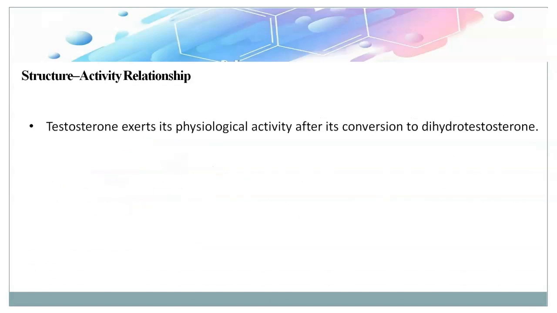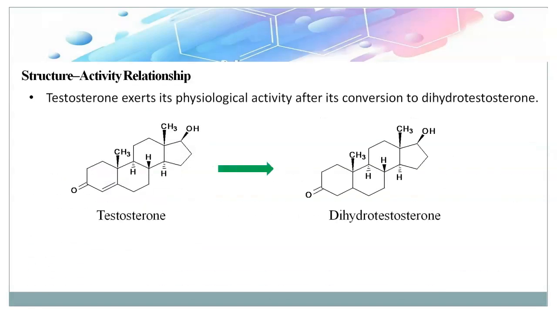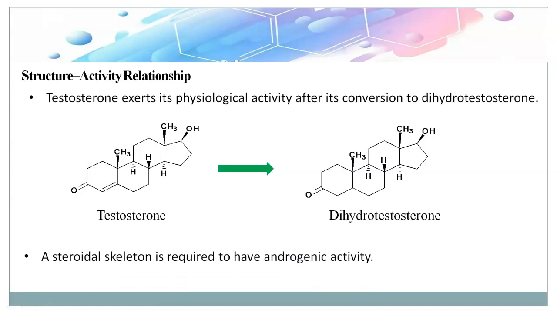The first point is testosterone exerts its physiological activity after its conversion to dihydrotestosterone. Here is the conversion of testosterone to dihydrotestosterone. If you see the saturation of this bond, the formed structure is dihydrotestosterone. The steroidal skeleton is required to have androgenic activity. So it must have a steroidal skeleton for showing the androgenic activity.